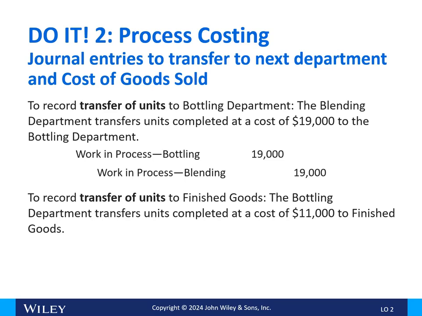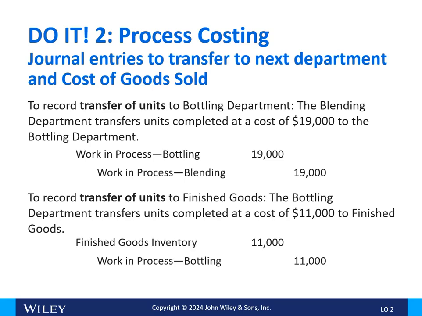And then to record the transfer of units to finished goods, the 11,000 that the bottling department transferred, we debit finished goods inventory 11,000, credit work in process bottling 11,000. So that's how, if we had the total amounts for those categories that we talked about, direct materials, direct labor, overhead, and then transferring between departments, we can complete the journal entries that way.